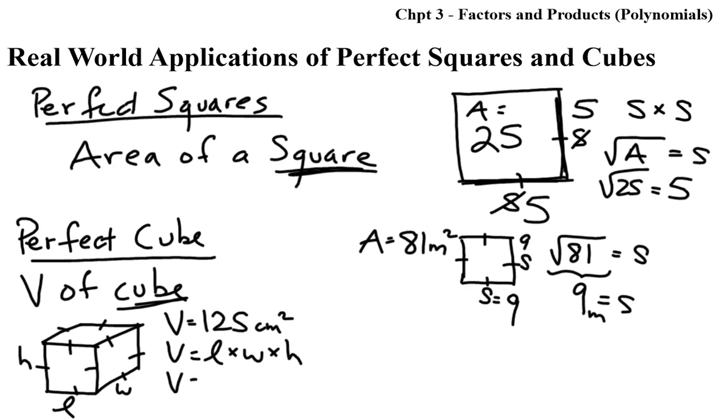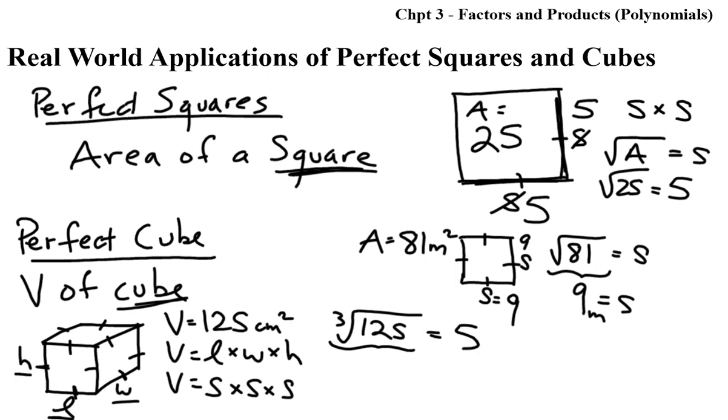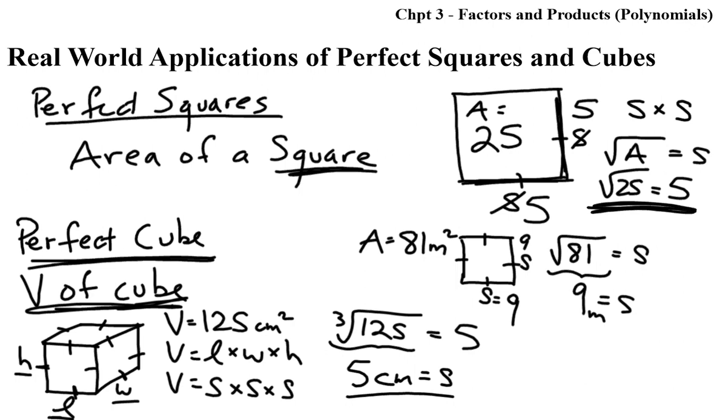So that means our volume is side times a side times a side, because these in a cube will all be the same. So if I cube root 125, what do you multiply by itself 3 times to get 125? Well, that would be 5. So 5 centimeters would be the side length. So cube roots deal with volume of a cube. Square roots deal with areas of a square.